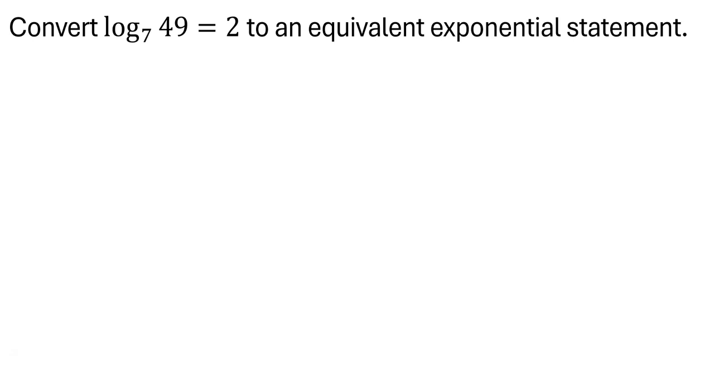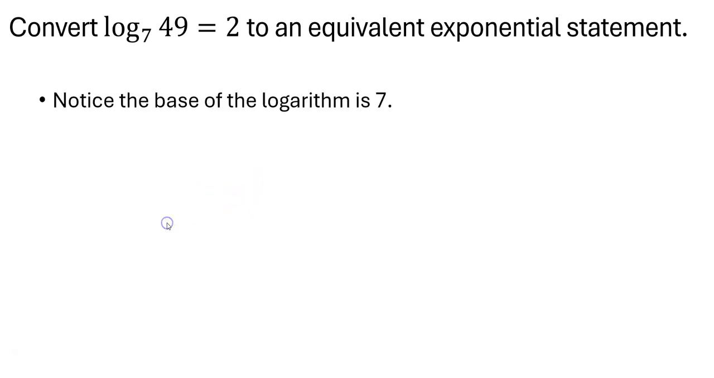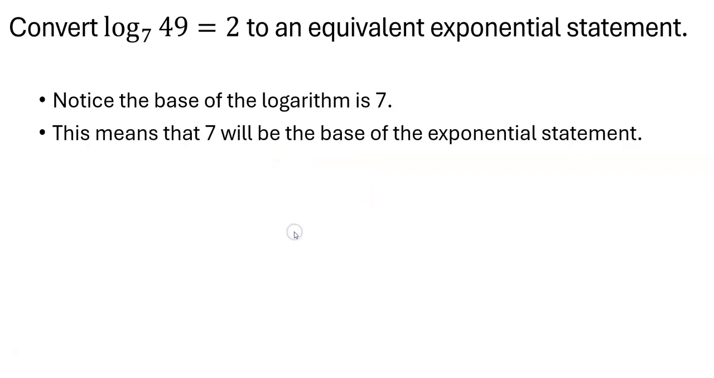Great. Notice what we have in our logarithmic statement. We notice the base of the logarithm is 7. So if the base is 7, that means the base of the equivalent exponential statement will also be 7. Then I switch the sides of the 49 and the 2. So with the 7, I will now have the 2. So we know that 7 squared equals 49.